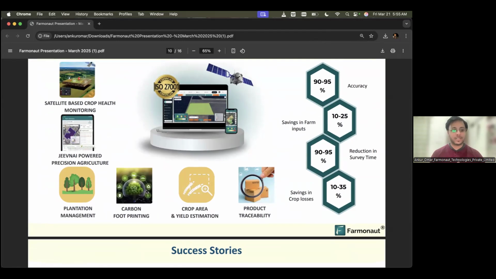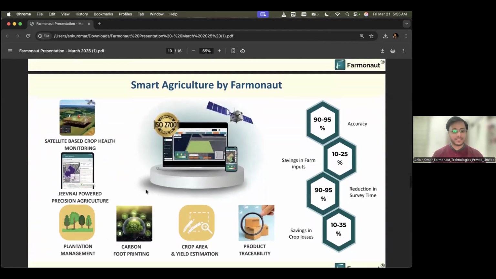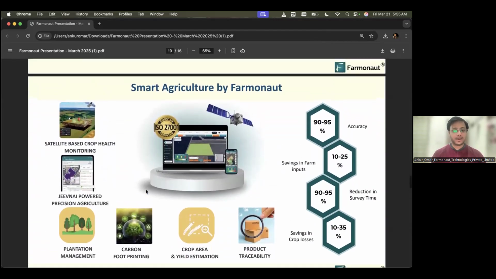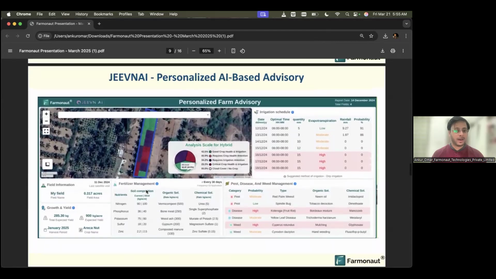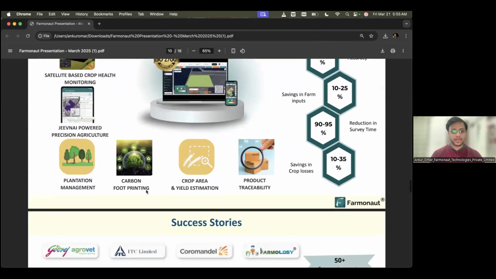Whatever damages you are expected to have because of not being able to detect a problem in advance, you are able to save in crop losses as well. These are all the benefits that the farmers receive. In terms of carbon footprinting, if you are using inputs on your farm responsibly, not wasting water or fertilizers, it's a good add-on for everyone: the farm, the farmer, the end user. Everyone is happy.